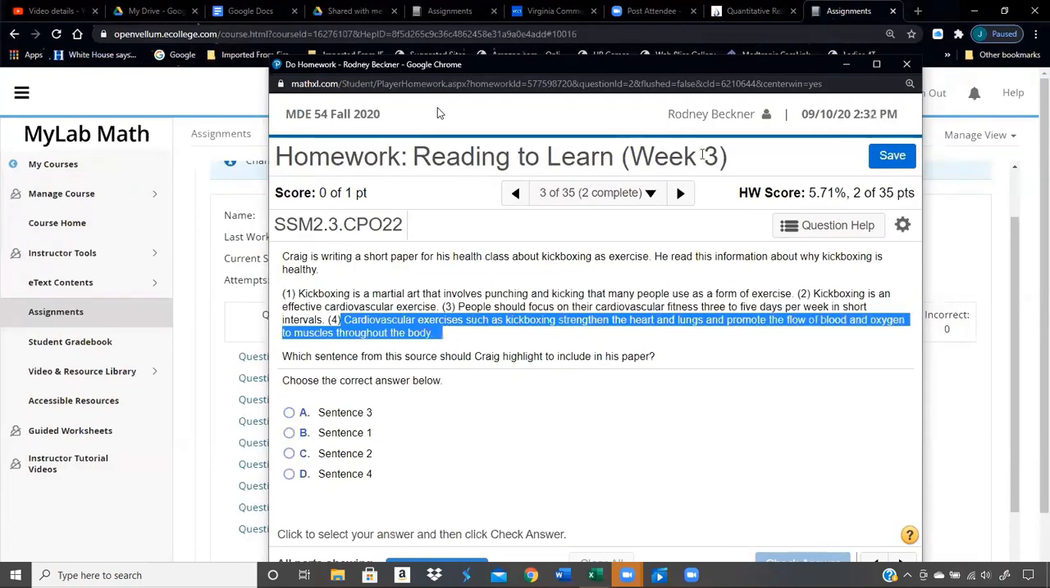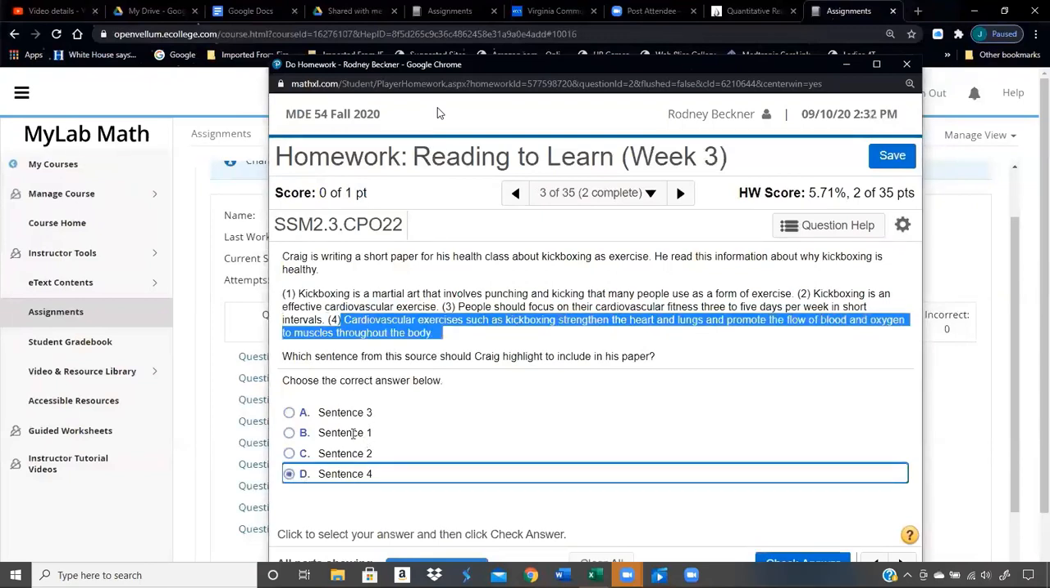So let's see. We got someone that says D, which is sentence 4, and they're even jerks, and it doesn't go 1, 2, 3 if you're rushing. It goes 3, 1, 2 here. I bet if I did it wrong enough, it would resort it. So someone said sentence 4, that cardiovascular exercise such as kickboxing strengthens the heart and lungs and promotes the flow of blood and oxygen to the muscles throughout the body. So that seems to touch on a couple of different concepts.